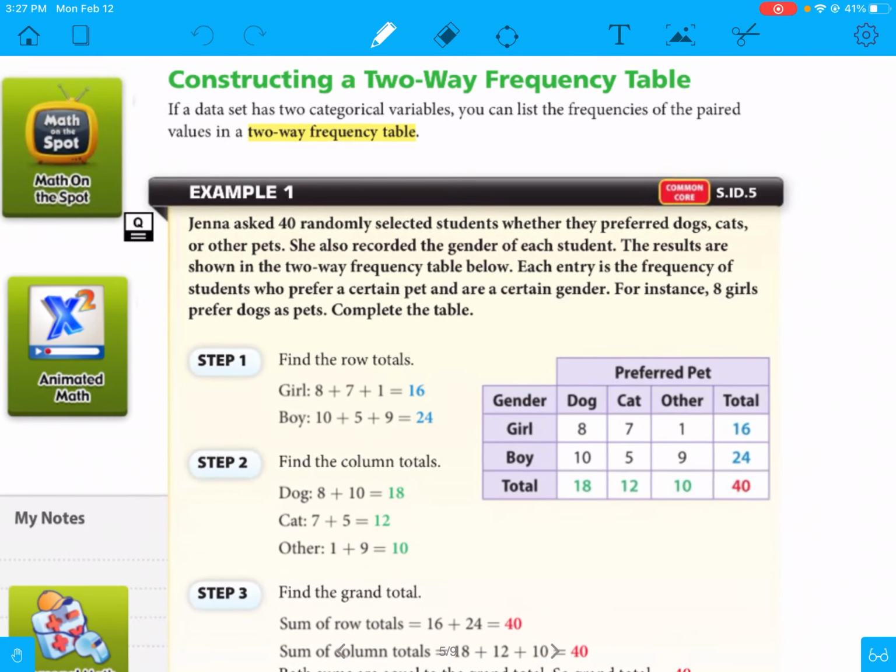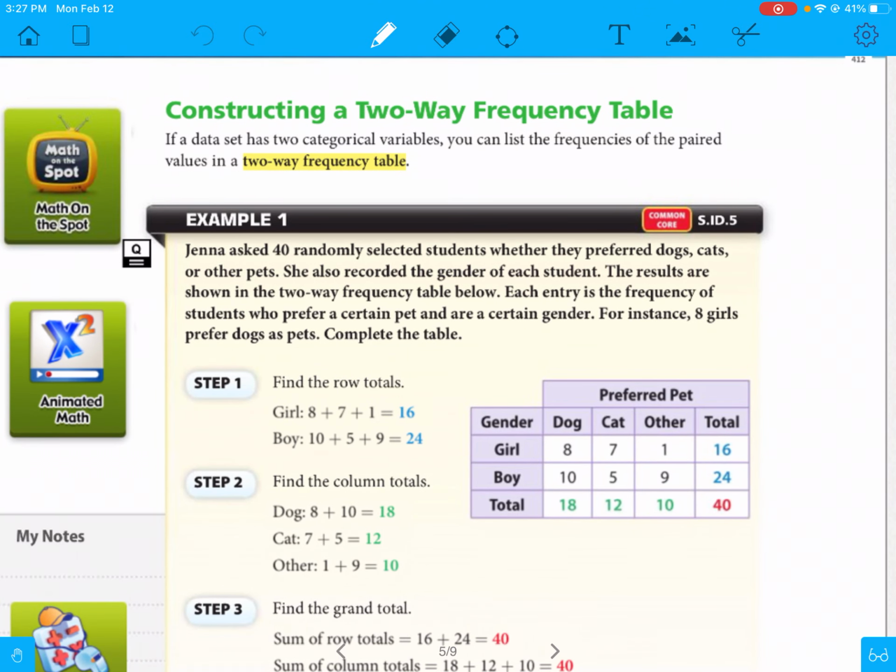Okay, so now we have to construct a two-way frequency table. If you look at our two ways, the first way is preferred pet, and the other way is the gender, boy or girl. It says, Jenna asked 40 randomly selected students whether they prefer dogs, cats, or other as pets. She also recorded the gender of each student. The results are shown in the two-way frequency table below. Each number is the frequency of students who prefer a certain pet and are a certain gender. For instance, 8 girls prefer dogs as pets. So here's your girl, dog, there's your 8.